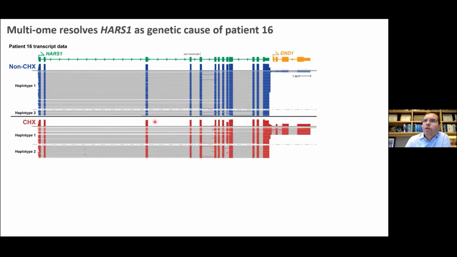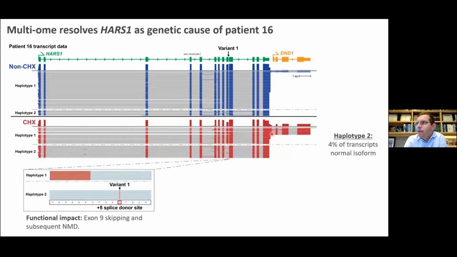But once you look at the ones after we've inhibited nonsense-mediated decay, you can appreciate that these reads with the fusion between HARS1 and DND1 are now becoming much more prominent. You're also appreciating that there's this transcript which skips this exon right here, which is also becoming much more prominent selectively on HAP2. This raises suspicion there could be a genetic variant either at this spot or somewhere over here that could be mediating this, and that suspicion is 100% correct.